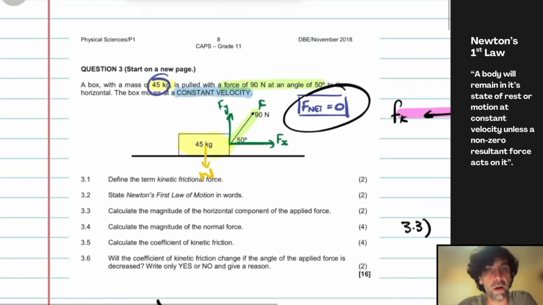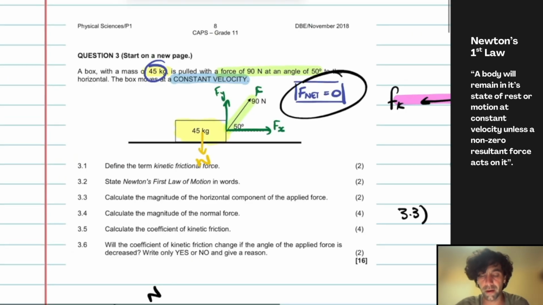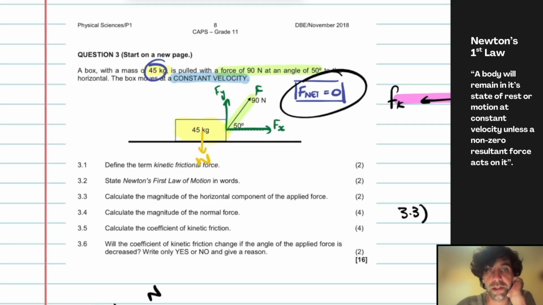Okay, so I hope this quick run through of this past paper question has helped you, and in the next episode or the next lesson we will dive into a slightly more challenging question on this exact same topic.